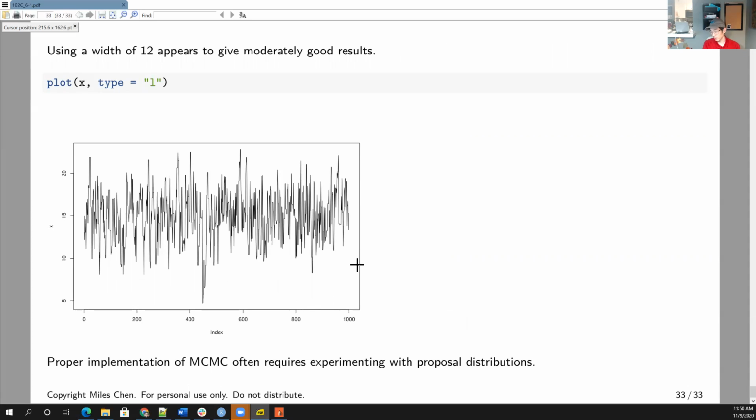So proper implementation of Markov chain Monte Carlo requires experimenting with proposal distributions, and you've got to try some of them out. And so these are some ideas here.